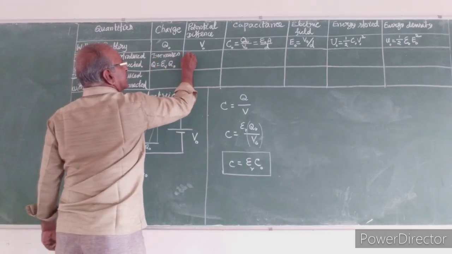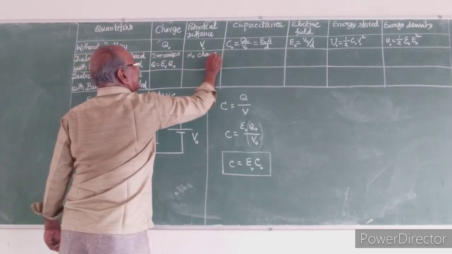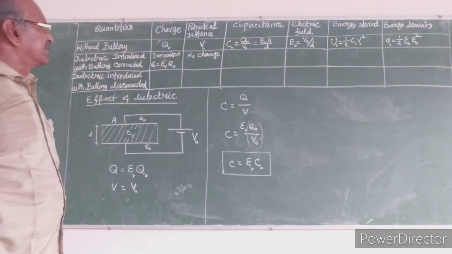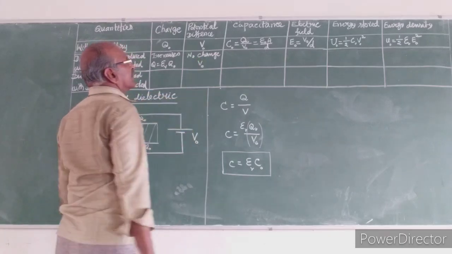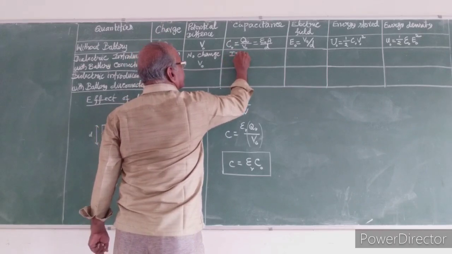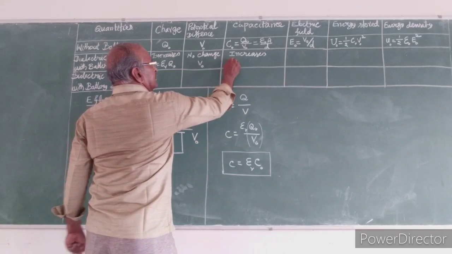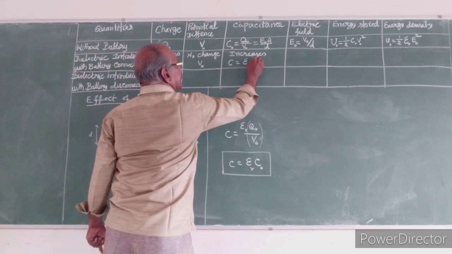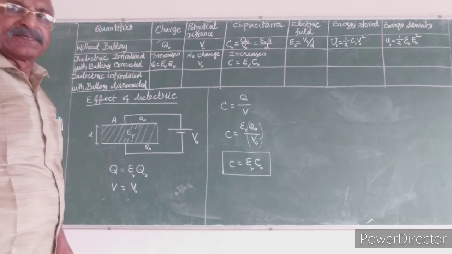And the potential difference, there is no change as the battery is still connected. The potential difference across the plates is the same V naught, without change. The capacitance, the new capacitance C increases. The new value is epsilon r times the original value without dielectric.